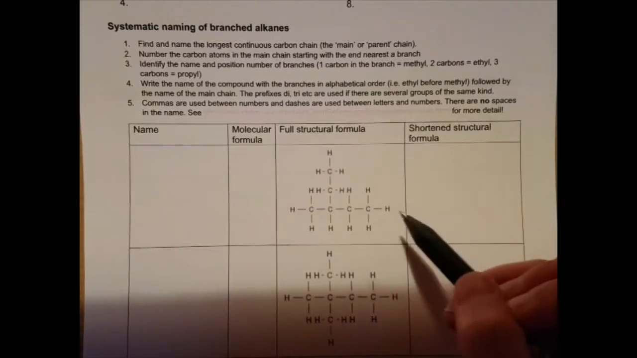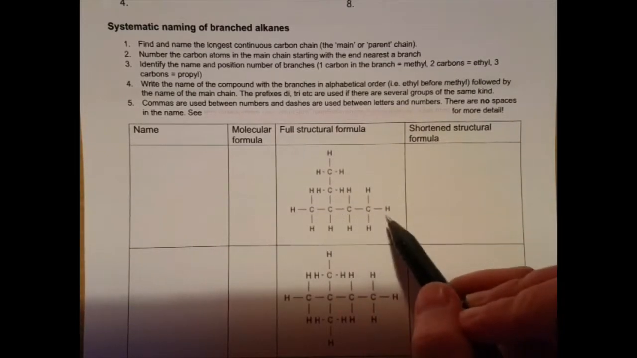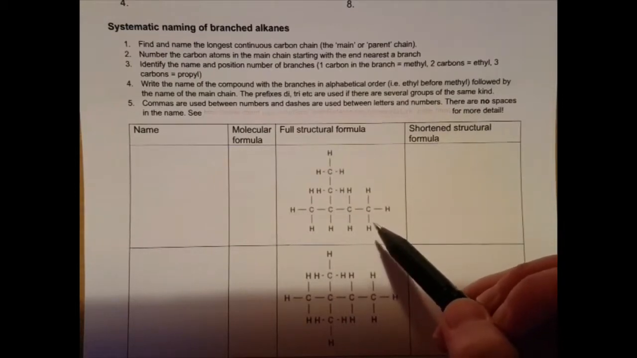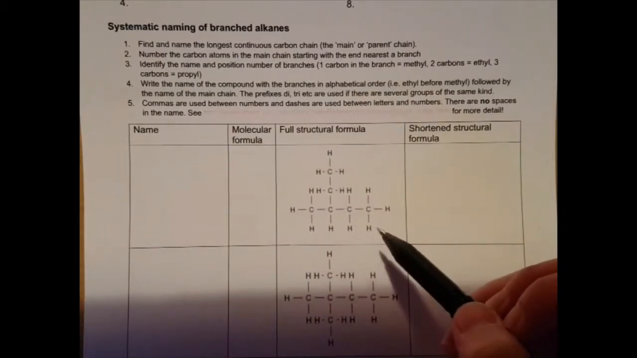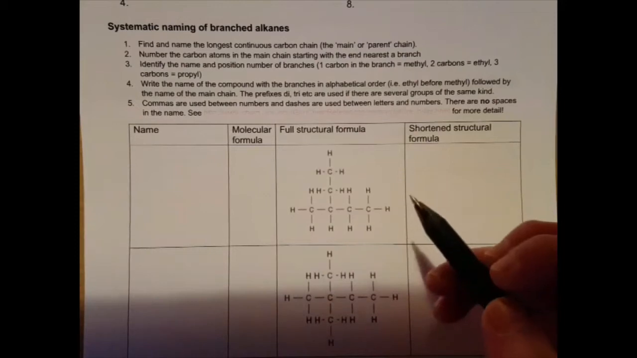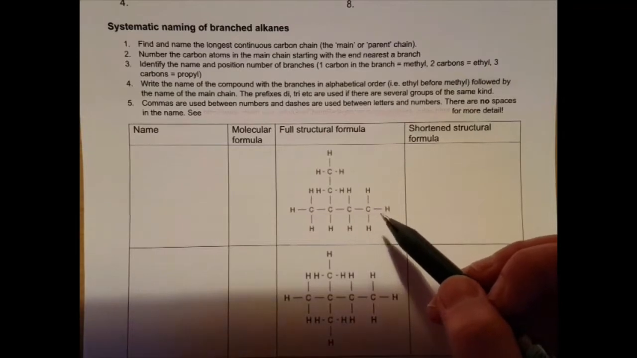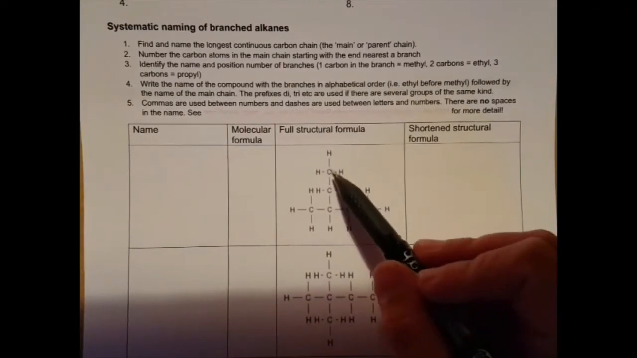So remember, the full structural formula shows all of the atoms in the molecule and how each of them are connected. And what we'll start with is just doing the molecular formula for this full structural formula. You might have been able to do that already yourself. So remember, the molecular formula just shows the total number of each type of atom. So all we have to do is count up the atoms.